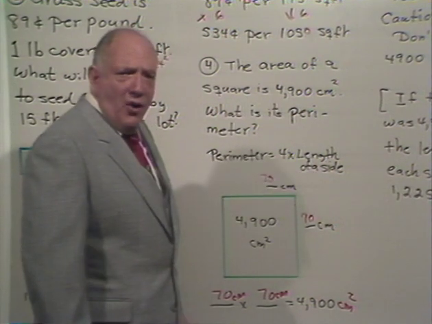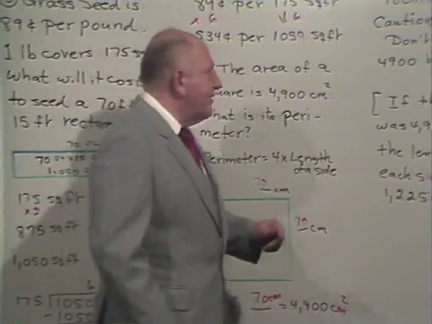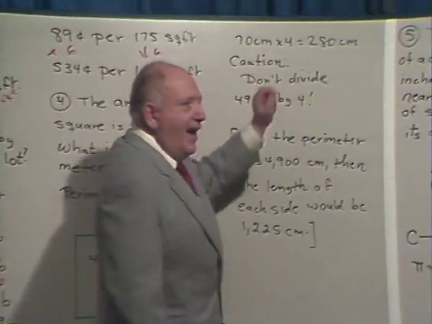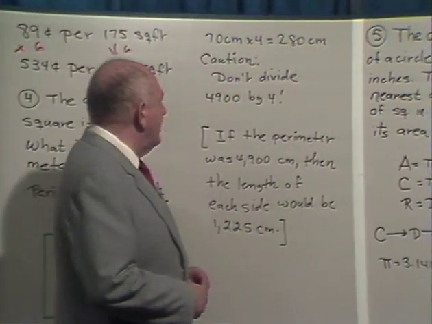Now I multiply that by 4, and so the perimeter is what? 70 centimeters times 4 is 280 centimeters.